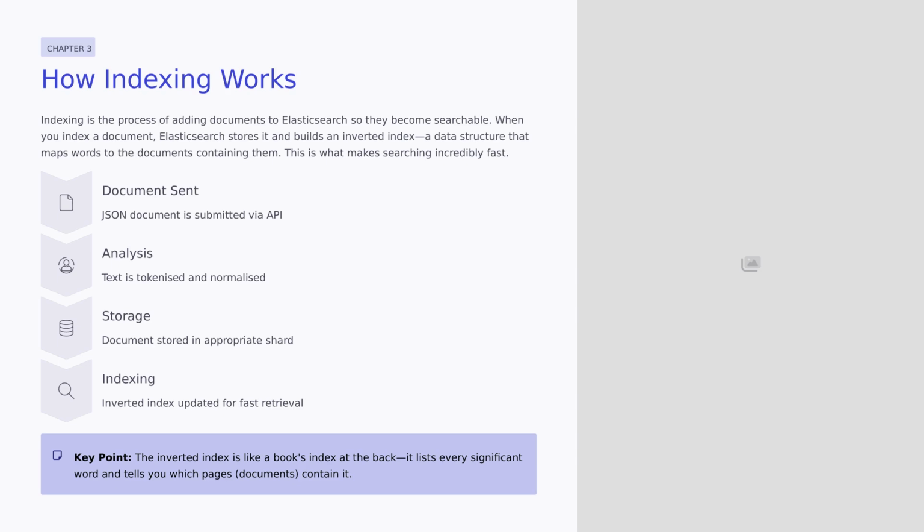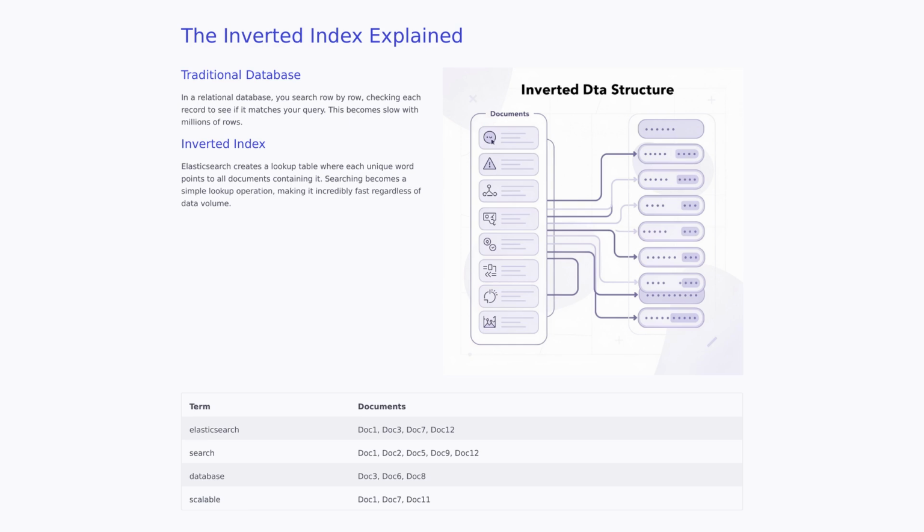Ever feel like searching through a massive database is like looking for a needle in a haystack? Traditional methods have us sifting through rows, one by one, which gets sluggish with mountains of data. Enter the inverted index concept. Imagine a magical lookup table in Elasticsearch where each word leads you directly to all the documents it appears in. So, instead of scanning row after row, searching becomes a lightning-fast lookup operation. Need info on database? Just zip to the relevant documents in a flash. This efficiency, regardless of data volume, is a game-changer.